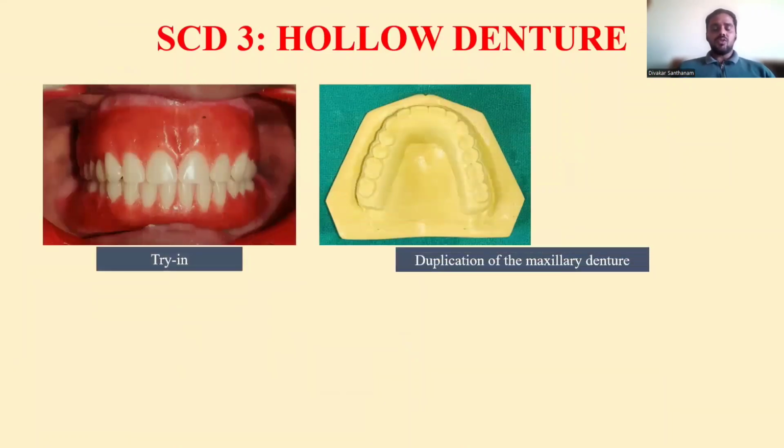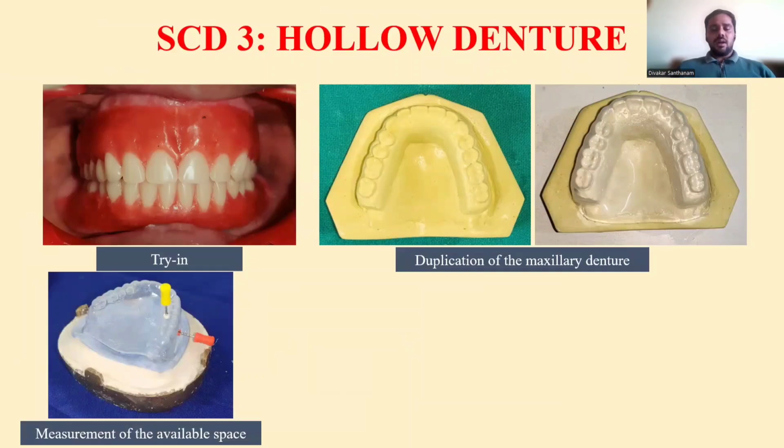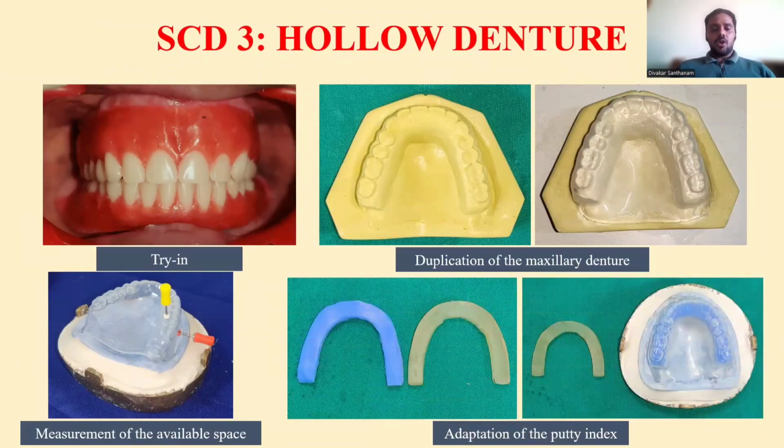After try-in, we duplicated the try-in upper complete denture and poured it with dental stone. Over it, we made a thermoplastic sheet splint, and then placed the splint on the master cast. We evaluated the available space, height as well as width, with the help of endodontic files. Then, according to that measurement, we made a putty index in a U-shaped arch form, with the same width and height. We also carved the same width with the help of soap.